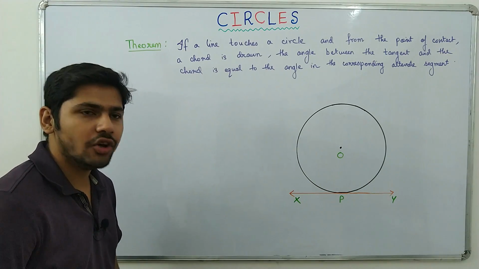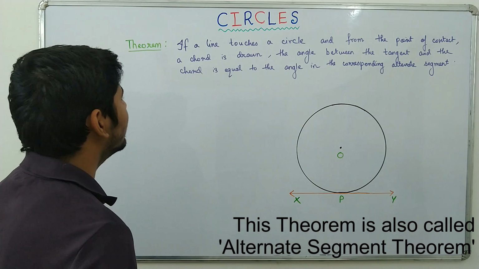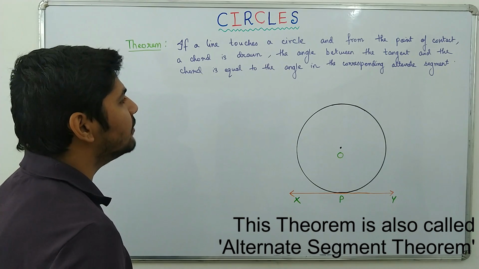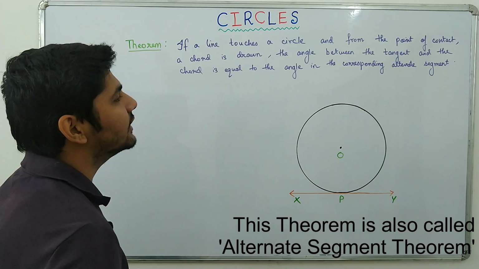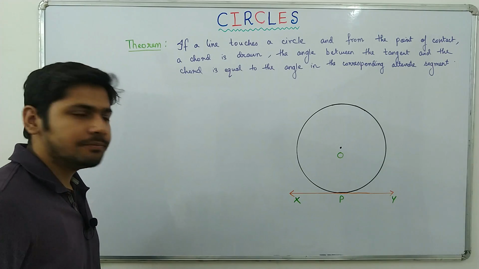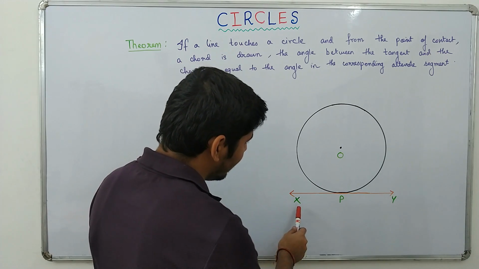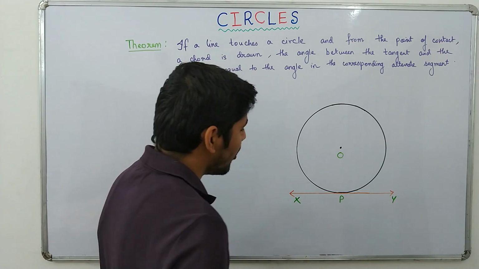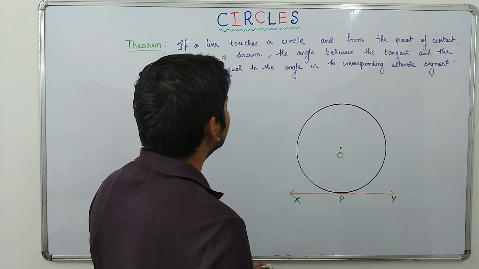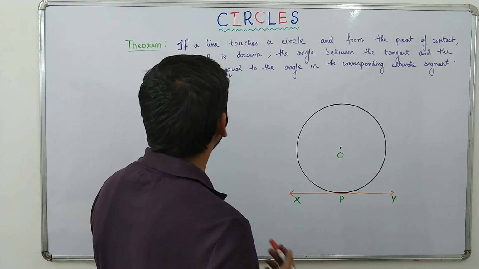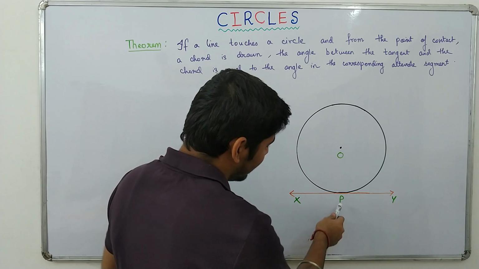Moving on to the next theorem. If a line touches a circle and from the point of contact a chord is drawn, the angle between the tangent and the chord is equal to the angle in the corresponding alternate segment. What does this mean? Say we have a circle and we have drawn a tangent to the circle XY, and the point of contact is P. According to the theorem, if a line touches a circle and from the point of contact a chord is drawn, you can see that tangent XY is touching the circle at P.